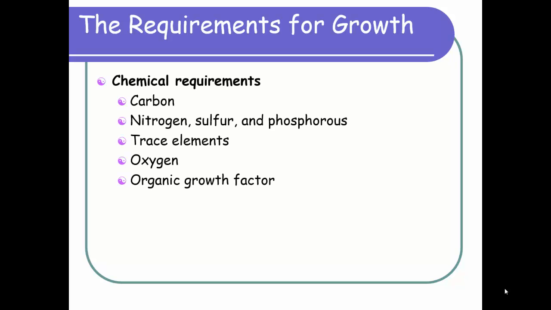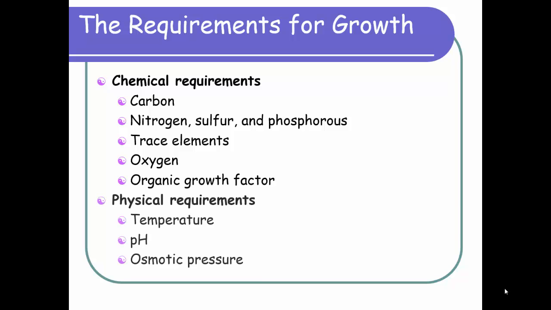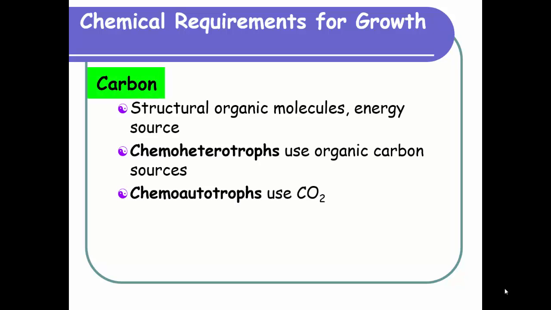Chemical requirements for growth of any organisms, but especially bacteria, would include carbon, nitrogen, sulfur, phosphorus, certain trace elements, oxygen, at least for some, and usually some sort of organic growth factors. Physical requirements include the correct temperature, the correct pH, and the correct osmotic, and I'll put in here as well, hydrostatic pressure.